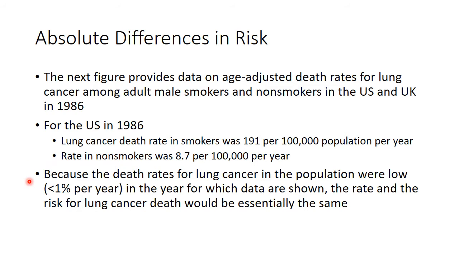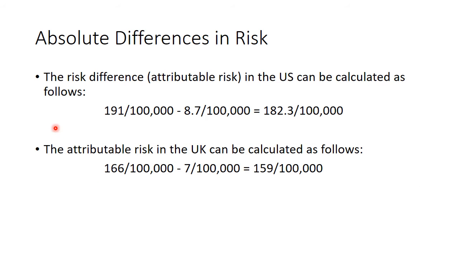And again, if you're looking at the lung cancer death rates in the whole population, if you would actually compare these two, you'd end up seeing that the risk is very, very low, less than 1% per year for the whole population. And so it's difficult to see big differences or really any differences there. They would look essentially the same. So that's why we're doing it per 100,000 people per year. So looking at the attributable risk, you can see the US data here versus the UK data, and so you can compare these two. So you can see, okay, 191 divided by 100,000 people per year minus this 8.7 divided by 100,000. So again, this is our denominator essentially. You can see that the attributable risk, because it's an absolute difference between the two, is 182.3 per 100,000.